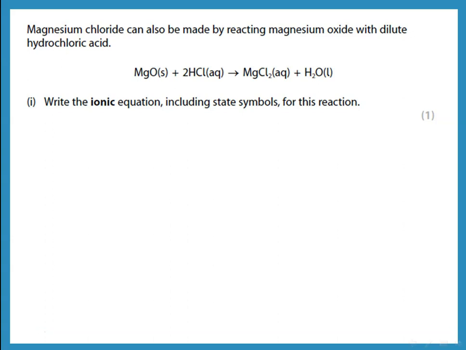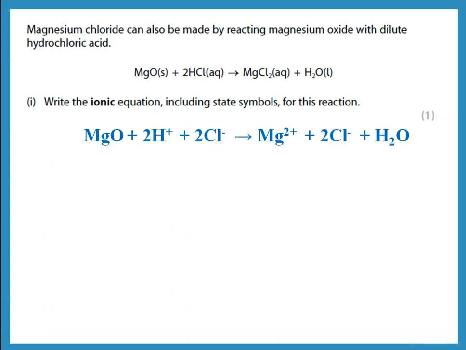Now, how many positives and how many negatives? They are the same as the valency. So, this equation is broken up like this. The magnesium oxide is a solid, it remains as it is. Now, HCl is aqueous. I have 2 of them. So that breaks up to give 2H plus and 2Cl minus.